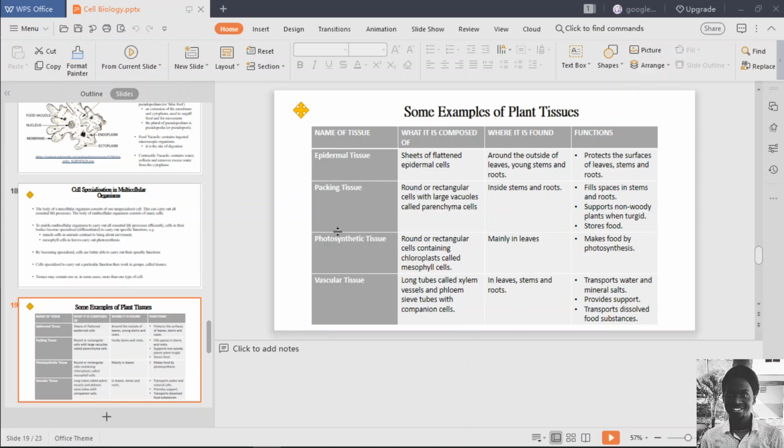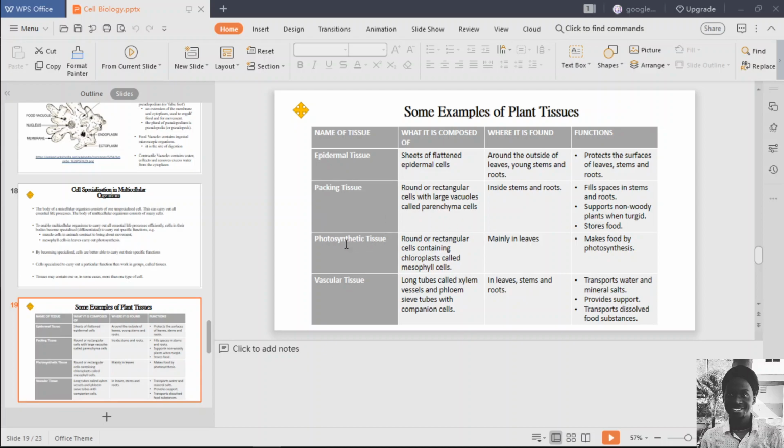In terms of packing tissue, the cells are round, or some of them are rectangular, and they have large vacuoles; they are called parenchyma cells. They are found inside stems and roots. They fill the spaces in stems and roots. They support non-woody plants when they become turgid, or firm, and they also store food.